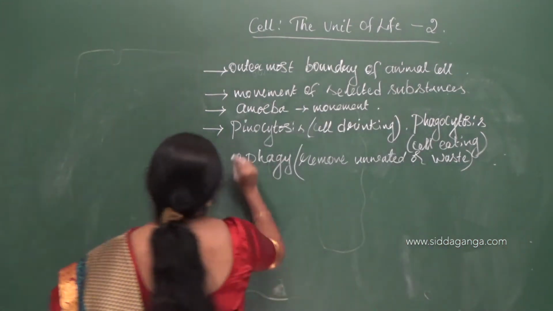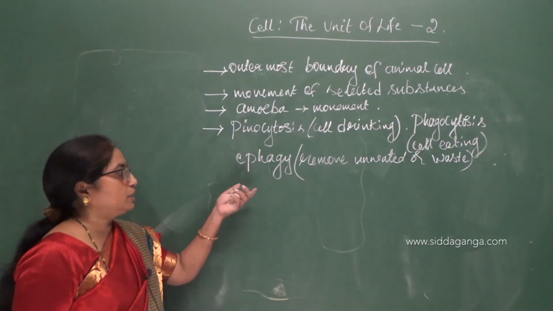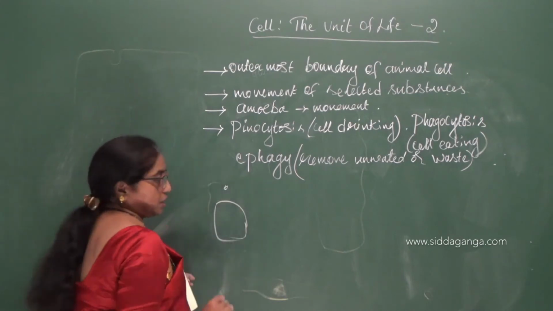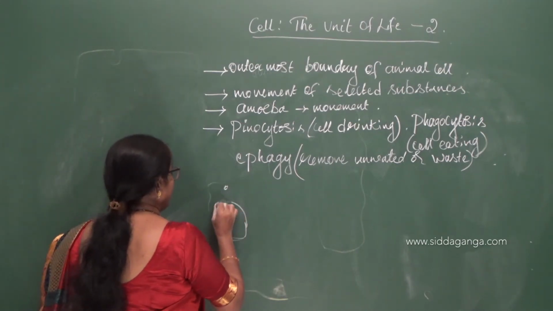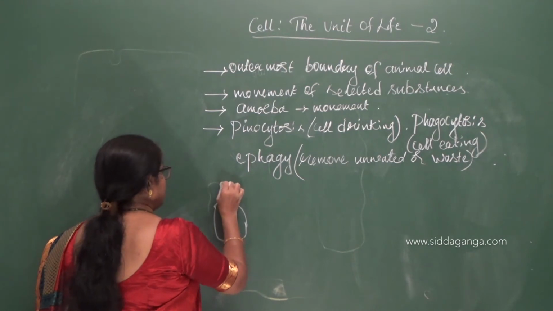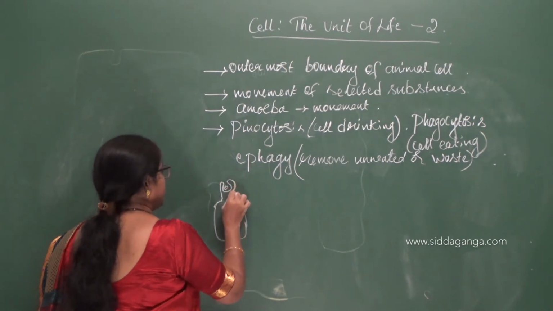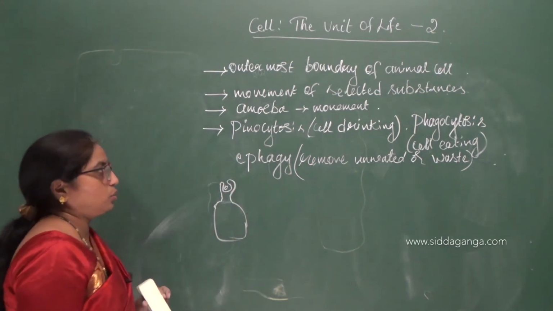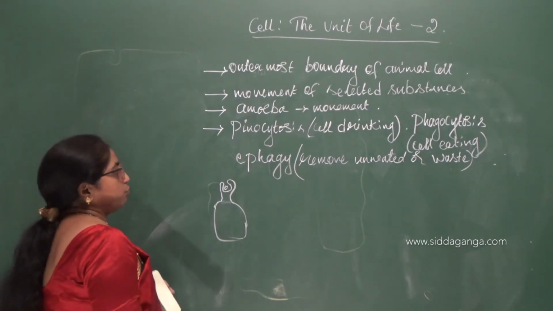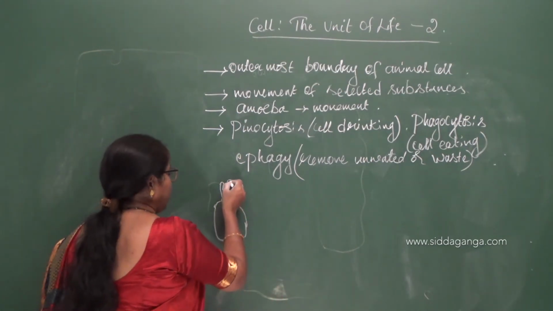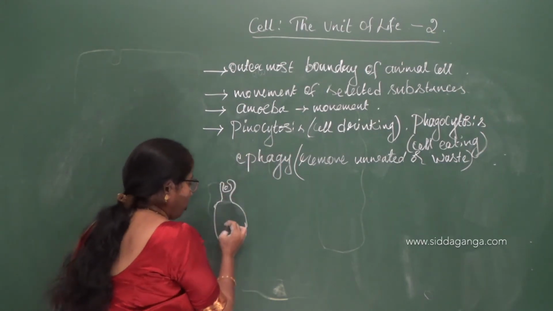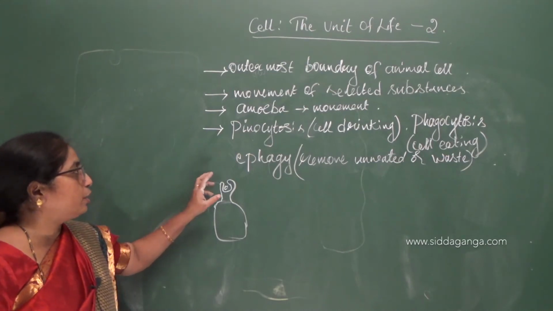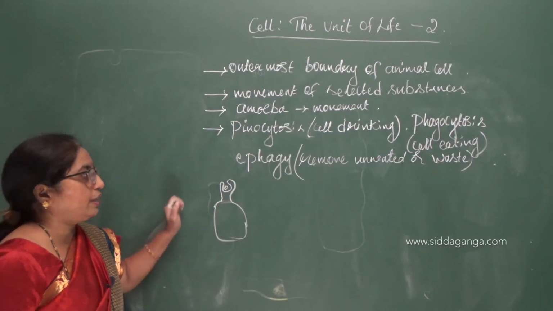So, pinocytosis, cell drinking: if any molecule is present outside the cell, for example, if this is a cell and there is some substance here, it will form an extension like this, enclose it, cover it completely and bring it into the cell, which is called pinocytosis or cell drinking. In the case of phagocytosis, it will completely cover this. Solid particles, meaning organic molecules, are brought inside the cell, which is called cell eating.